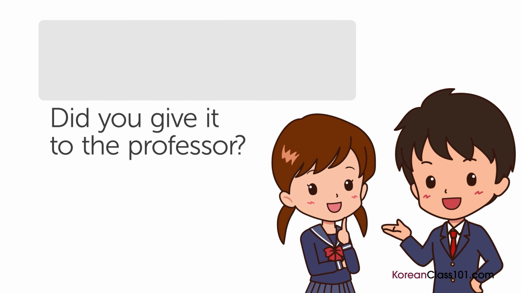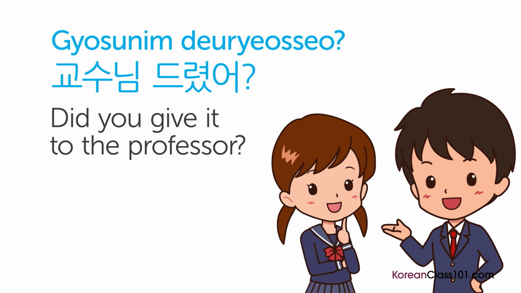Let's do another example. Now, you want to ask whether or not your classmate has turned in a group report. How do you say, "Did you give it to the professor?" Here, even though you're talking to your friend, you're talking about the professor. So you still need to use the humble form and say, 교수님 드렸어? Did you give it to the professor?